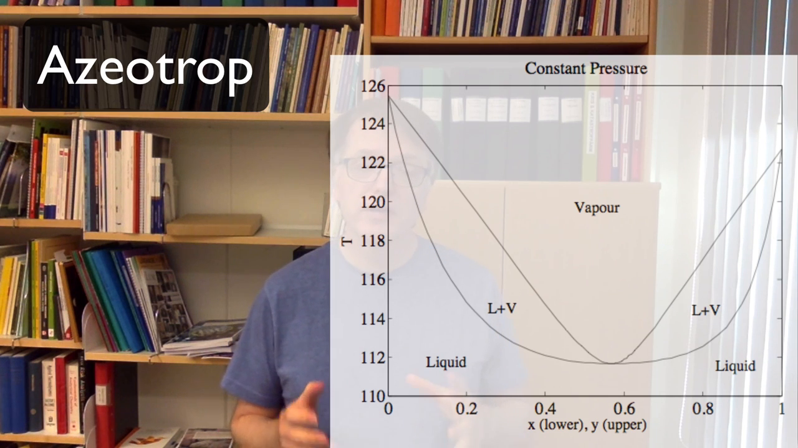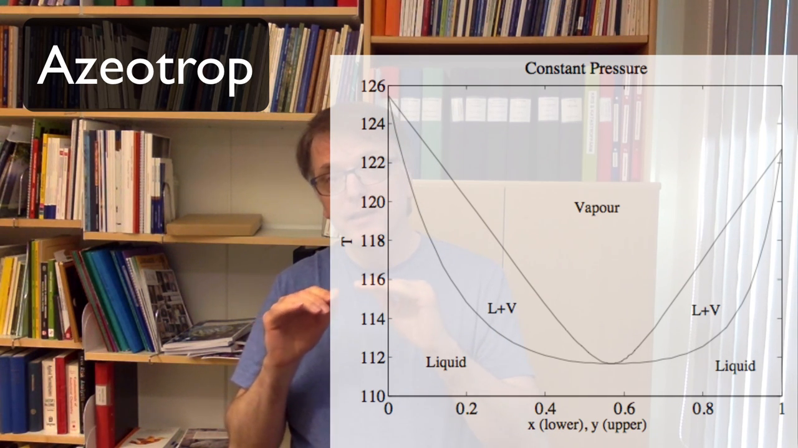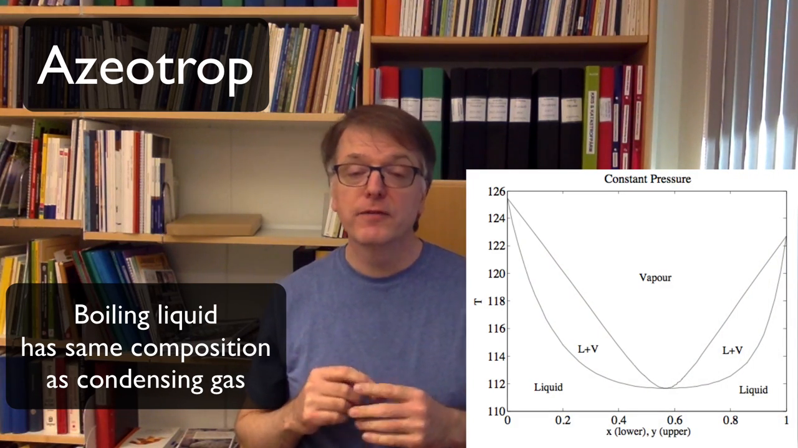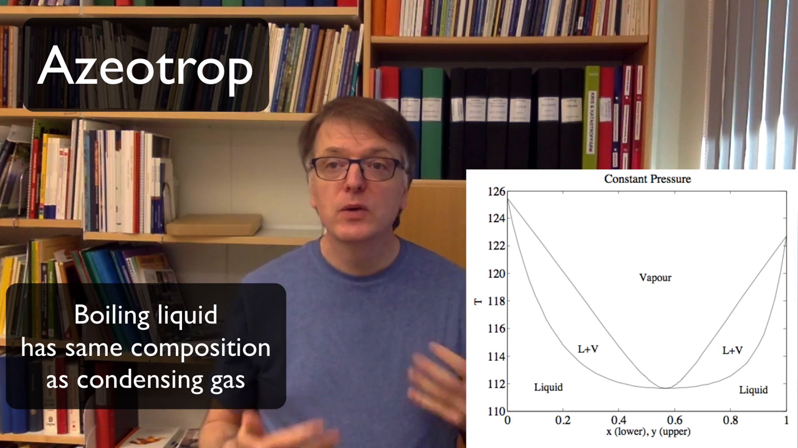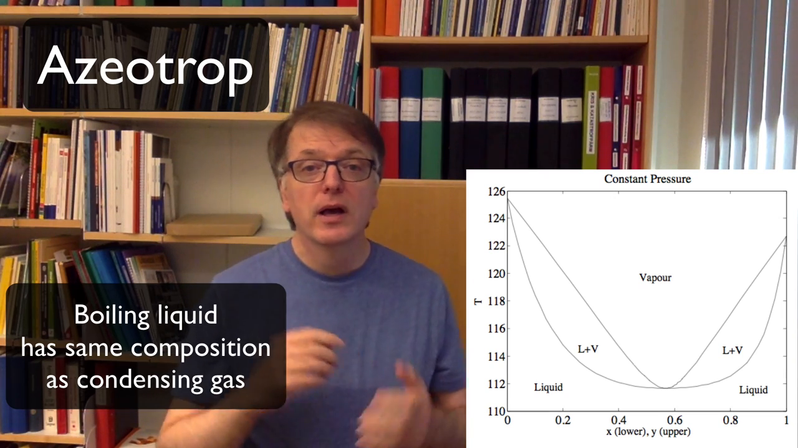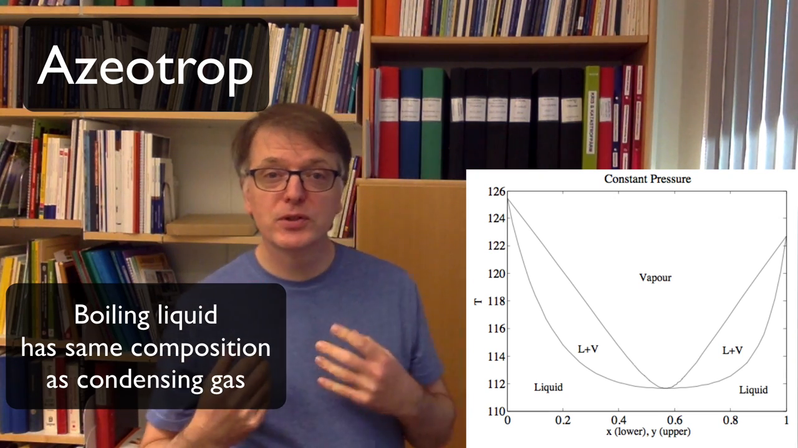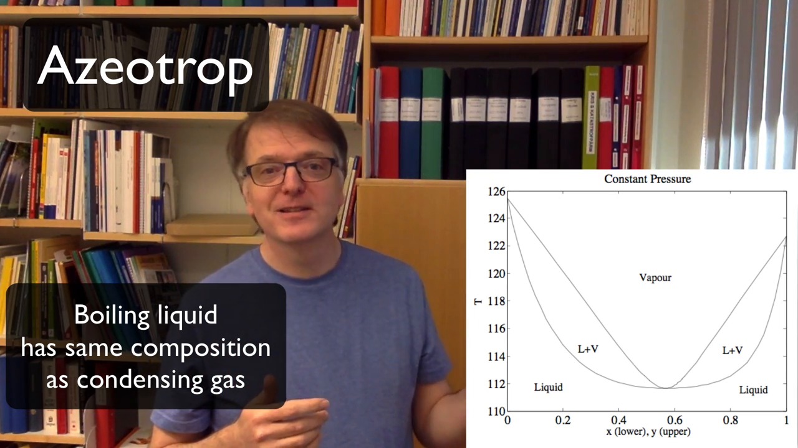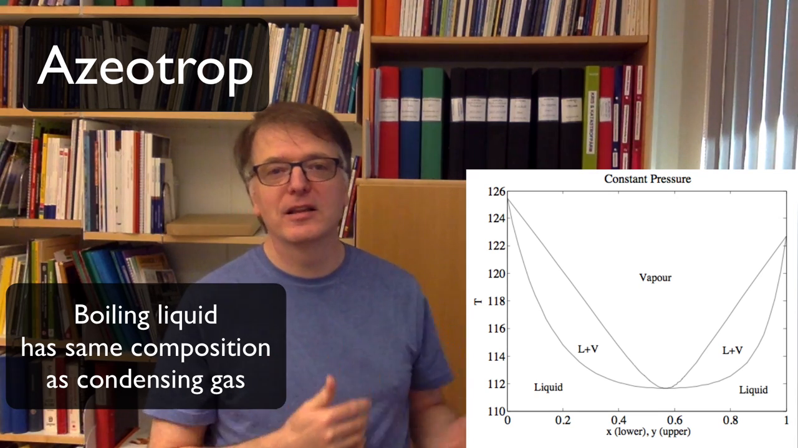An azeotrope is a case where we have the same composition in the boiling liquid and the condensing gas. And if you have a large positive deviation, you get an azeotrope that is at boiling point minima, like this here. So at a certain composition, the temperature at which this solution boils is lower at this composition here than at any other composition. And you can't pass an azeotropic point through distillation. So that's always an end point. You can't go past that.